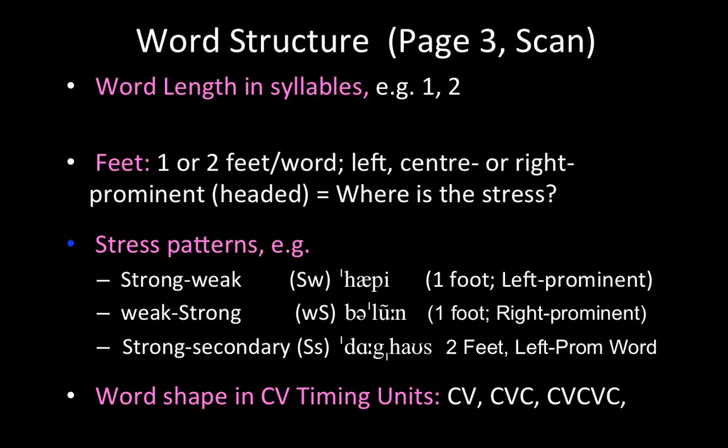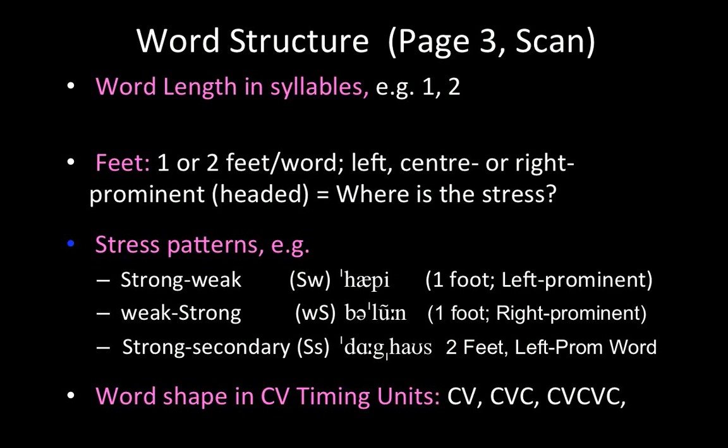What to analyze? Well, here we go. Word structure, you'll see that on page 3 of the scan. Word length and syllables. The feet, 1 or 2 feet per word. Are they left prominent, center prominent, or right prominent? Where's the stress? Some stress patterns, such as strong, weak in a word like happy, weak, strong in a word like balloon, or strong secondary in a word like doghouse. And then finally word shape in what we call CV timing units, consonant, vowel, consonant, and so on.